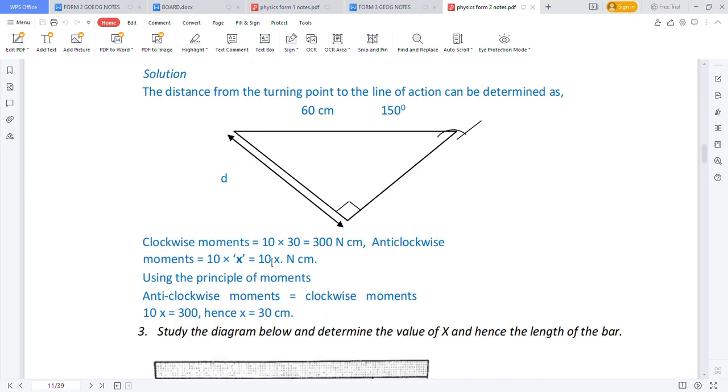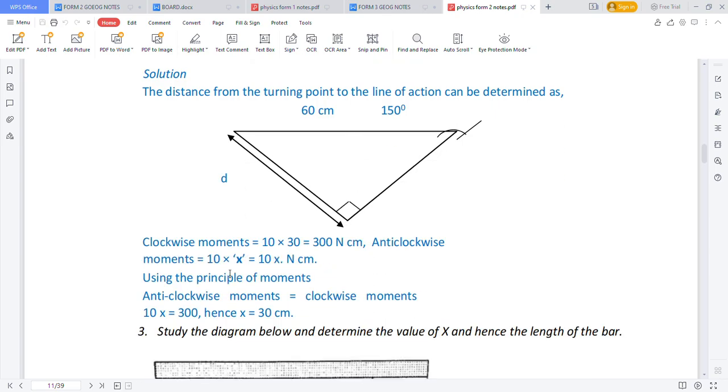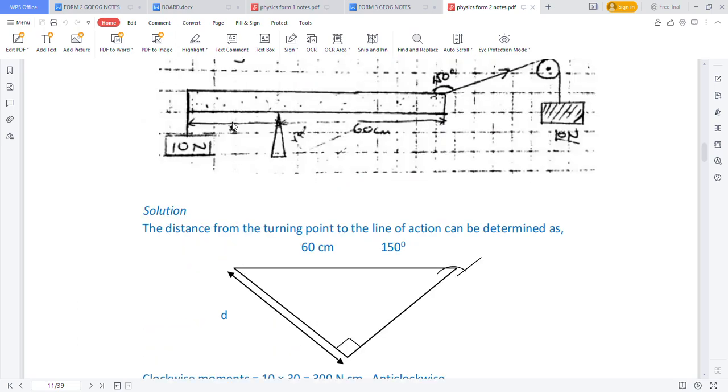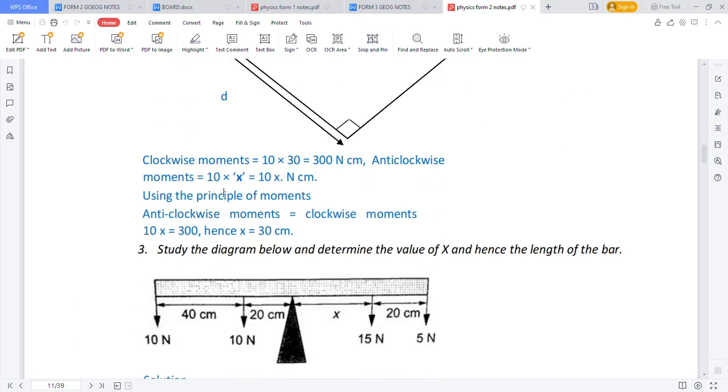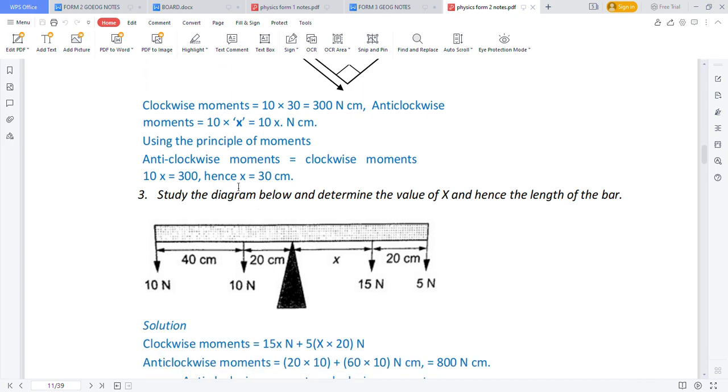So the clockwise moment is going to be 10 times 30, you are going to have 300 Newton meter. The anti-clockwise moment is equal to 10 times x, so you're going to have 10x. Using the principle of moments, we say that the sum of the anti-clockwise moments is equal to the sum of the clockwise moments. So you're going to have 300 Newton meter is equal to 10x. For us to get x, divide both sides by 10, you're going to get 30.